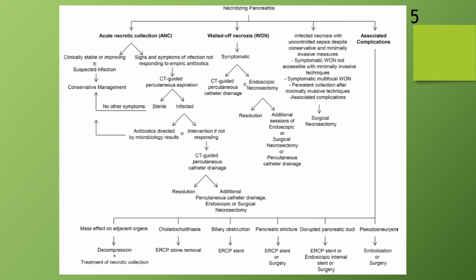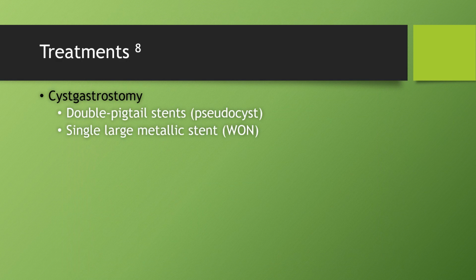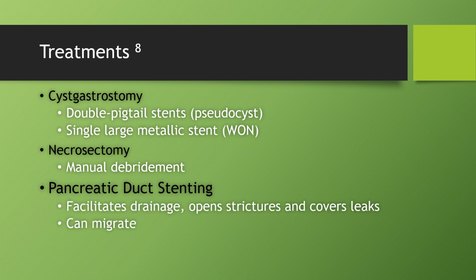So this is a chart of the management of necrotizing pancreatitis. I won't go through all of this, but you can see it's pretty complex, and there are a lot of options that gastroenterologists have for treating these patients with necrotizing pancreatitis. We'll go through a few. So some of the treatments. Cyst gastrostomy tube placement is pretty common, and there's a couple of ways to do that. Double pigtail stents are usually used in the setting of a pseudocyst, a more simple collection, or a single large metallic stent. That's more seen in walled-off necrosis. Necrosectomy is when they do a mechanical debridement via an endoscope. Those are usually in more severe cases. And pancreatic duct stenting facilitates drainage, which helps open strictures and cover any leaks, and these things can migrate.